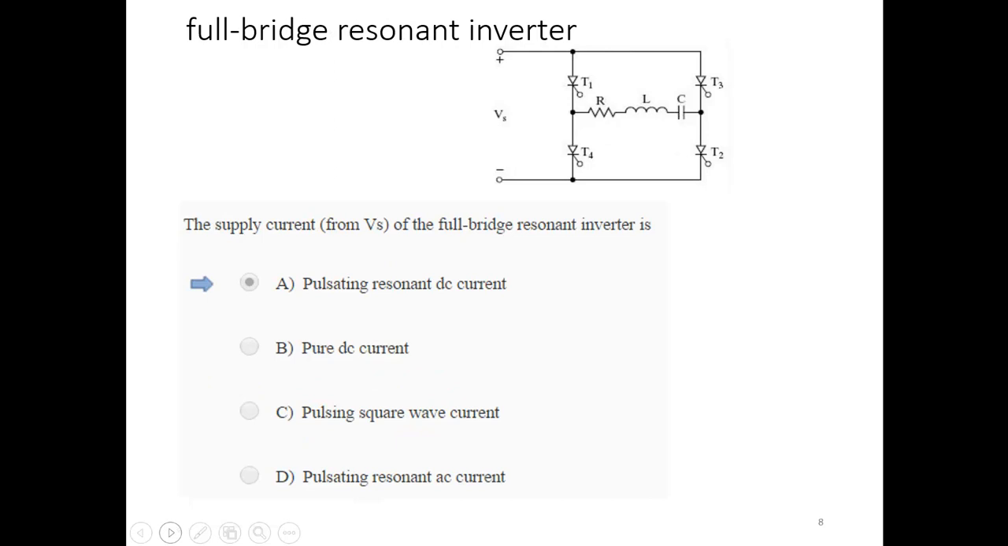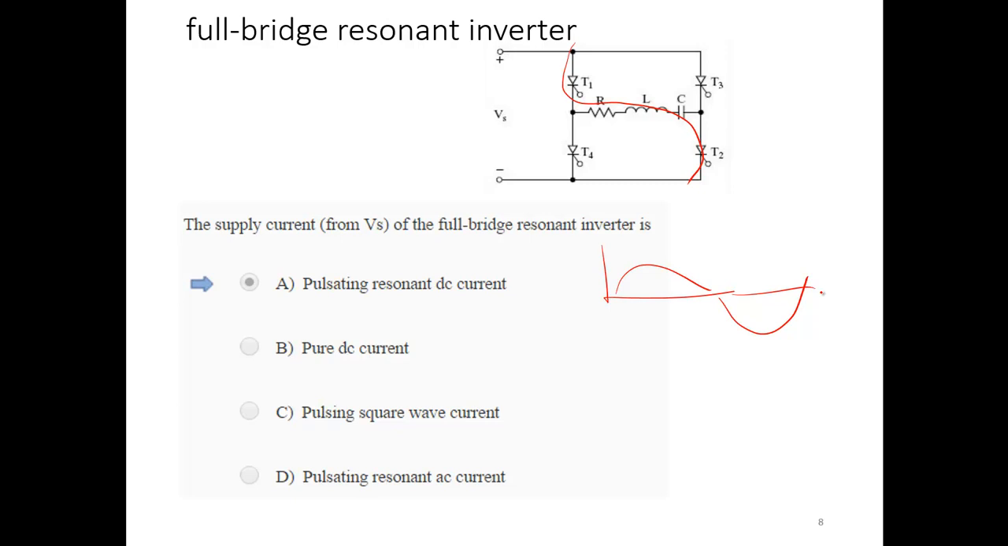This is the full bridge inverter. In a full bridge inverter, when 1 and 2 conduct, you have a resonant pulse of the circuit like this. On the other hand, when 3 and 4 conduct, as far as the output is concerned, it will be the other way.